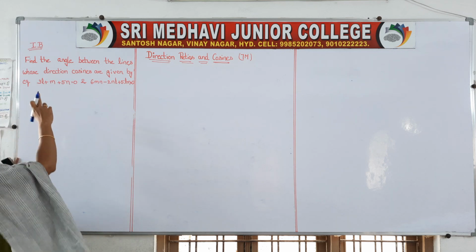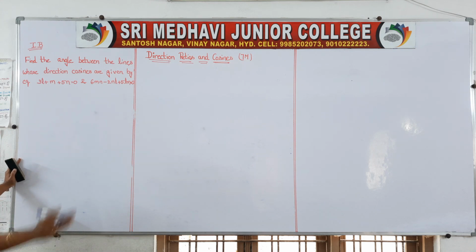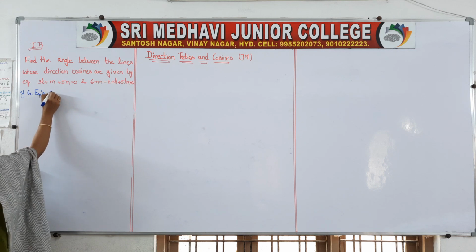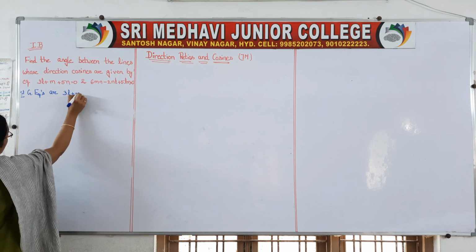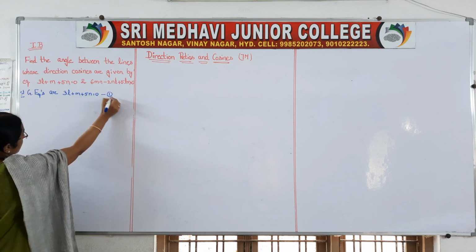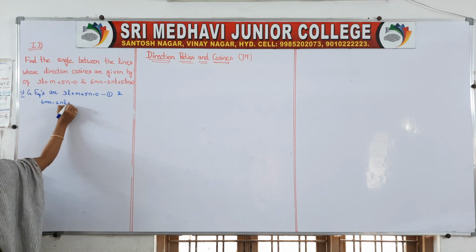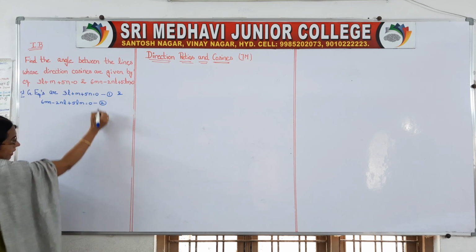So come on. Find the angle between the lines whose direction cosines are given by 2 equations given to you. First you write down the given equations. The first equation is 3l plus m plus 5n is equal to 0. You consider this as the first one. And the second one is 6mn minus 2nl plus 5lm is equal to 0. This is your second equation.